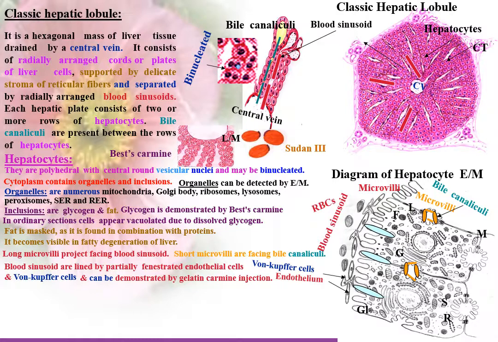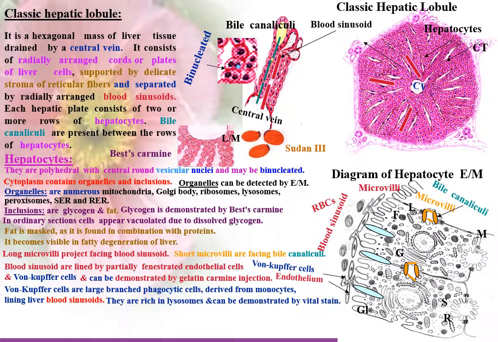Kupffer cells are large branched phagocytic cells derived from monocytes lining liver blood sinusoids. They are rich in lysosomes and can be stained by vital stains as trypan blue. They play a role in destruction of senile RBCs and formation of bile pigments.